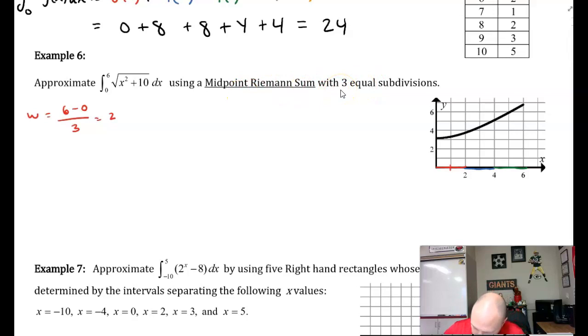Now, it's a midpoint Riemann sum, so I'm going to be using the middle value. For my first interval, that's at 1. I want the height of the function at 1. There's my first rectangle.